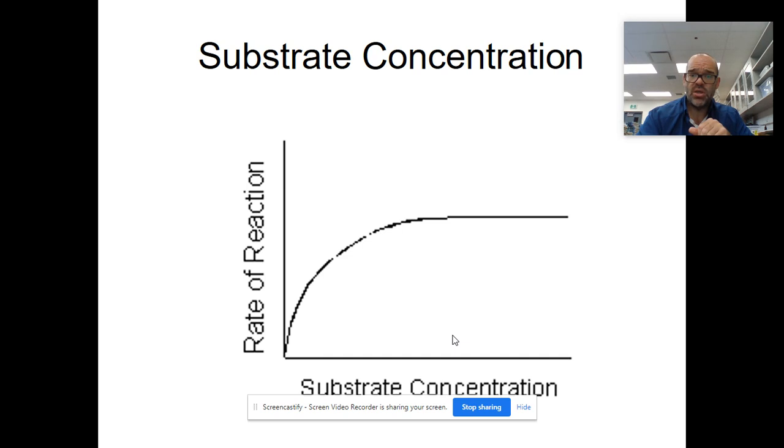Substrate concentration, okay? So just simply, the more substrate you have, the faster the rate of reaction, okay? But you're going to reach a plateau, okay? So in other words, at some point, you're going to run out of enzymes, because remember, you don't have an unlimited number of enzymes. Your enzymes get recycled.